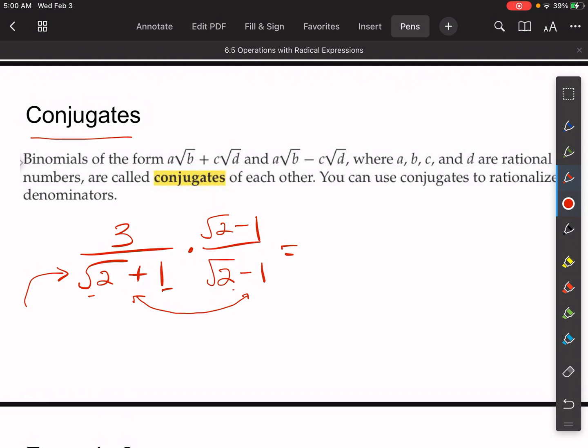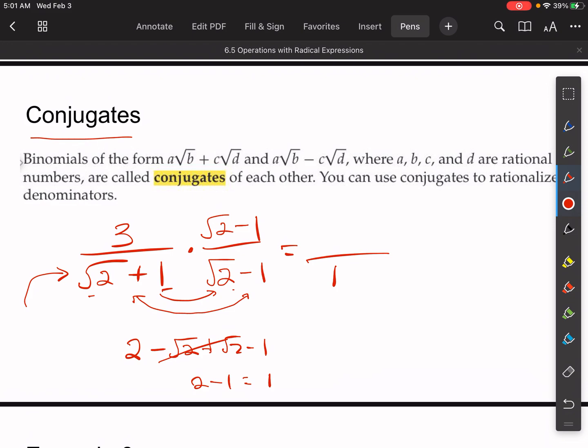When I do this, square root of 2 times square root of 2 is square root of 4, which is 2. And then square root of 2 times negative 1 is negative root 2. And then 1 times square root of 2, notice I'm just FOILing this out, is just root 2. And then 1 times negative 1 is negative 1. These cancel, and what I'm left with is 2 minus 1, which is 1.